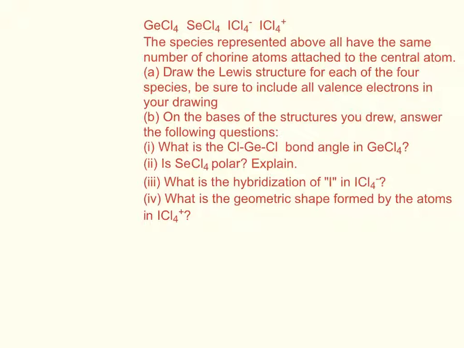We have GeCl4. So I have to figure out how many electrons I have here. I have four on the Ge, and I have 4 times 7 on the four chlorines. So that's a total of 32 electrons. I know that this is going to be tetrahedral in shape.